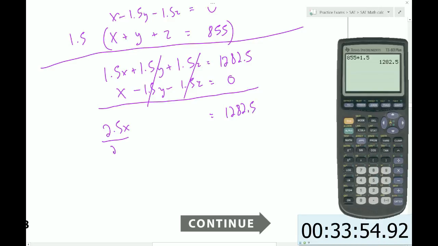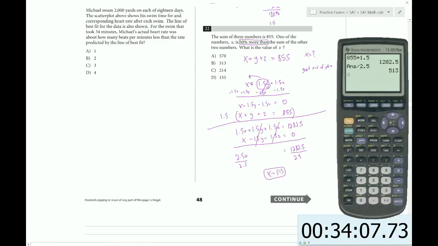So now I simply have to divide by 2.5 on both sides. Alright, so I'll divide my answer by 2.5. That gets me 513 for x. So x equals 513. And let's see if that's a choice, and yes, it's choice B.